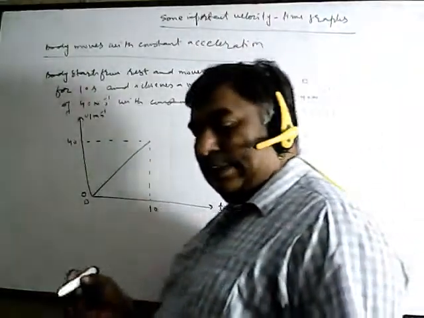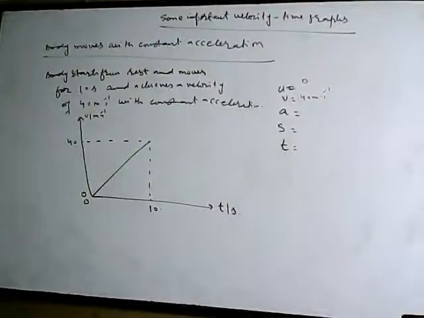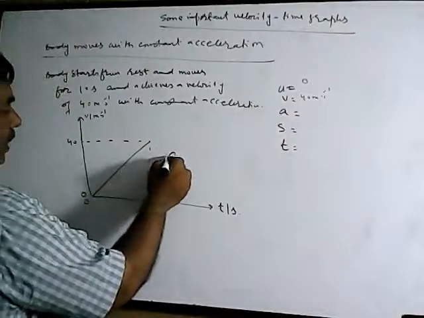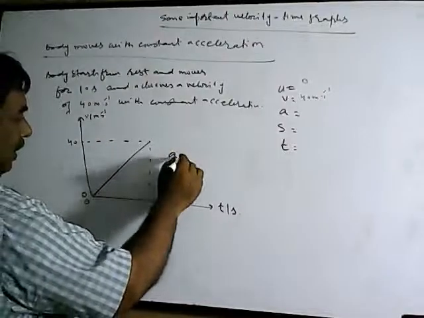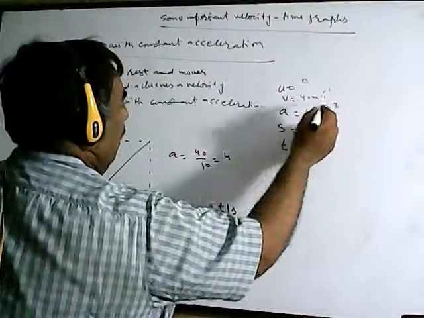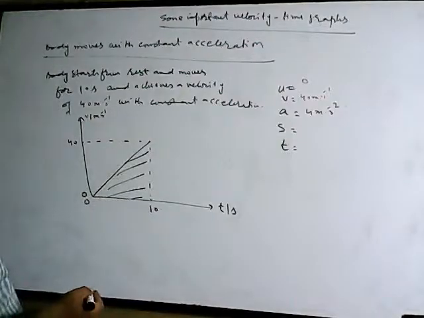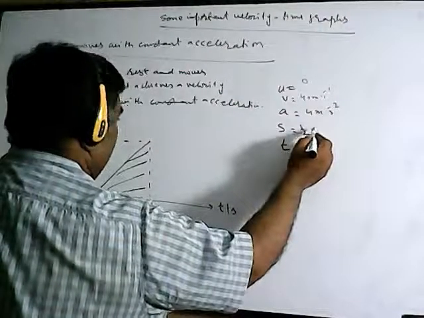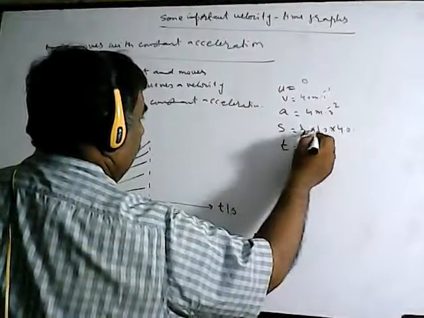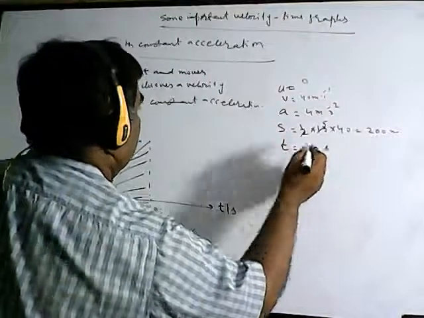Acceleration, how can I find the acceleration? Acceleration is actually the gradient of this graph. So for the gradient, you can just take this triangle. This is 40 upon 10, so acceleration is 4 meters per second square. And what is the displacement? Displacement is the area of this triangle, which is 1 upon 2 into base into height, 10 into 40. So this is 200 meters, and time is already given to you, that's 10 seconds.